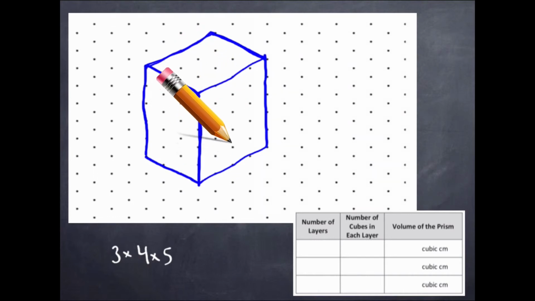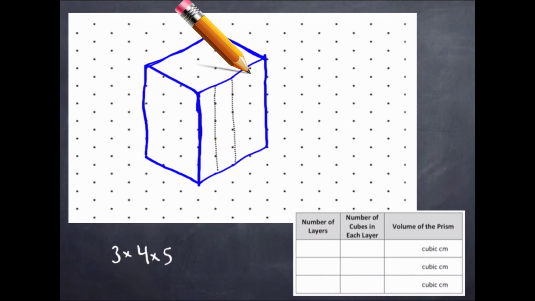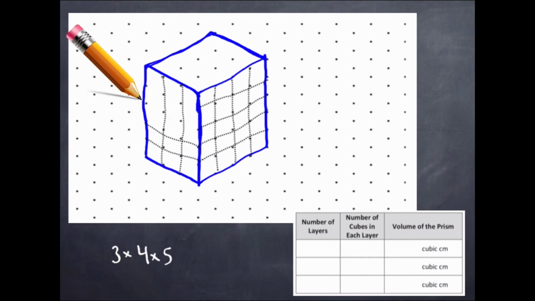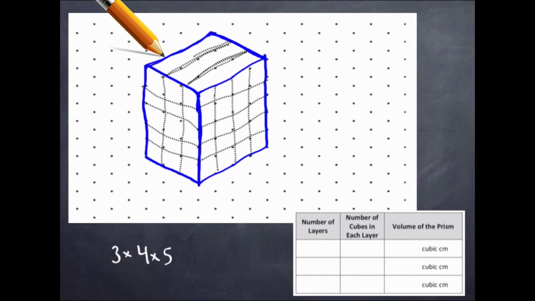So let's imagine now what the rest of this rectangular prism would look like if I were to draw it in. So we would have these guys here, this guy here. Now I realize my lines aren't perfectly straight here, and it almost makes me a little dizzy, but I'm doing the best I can.